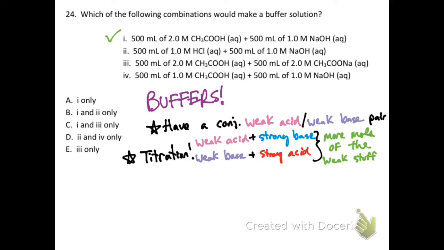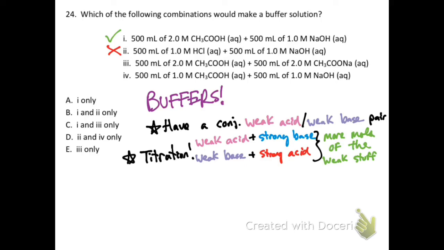Now for the next one, it is a strong acid and a strong base. A titration of a strong acid and a strong base is not going to give us a buffer. It's going to give us either an acidic solution or a basic solution, depending on what you have more moles of. Or if you have an equal number of moles, as is actually the case here, you're going to end up with a neutral solution, but it's not a buffer.